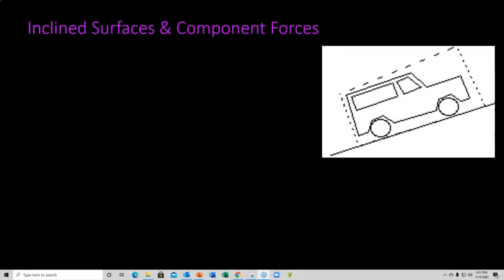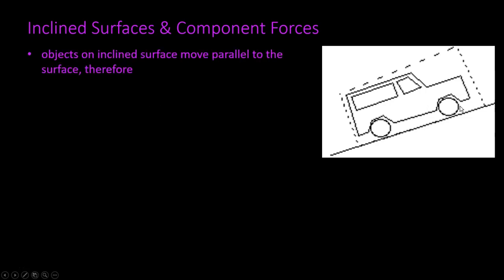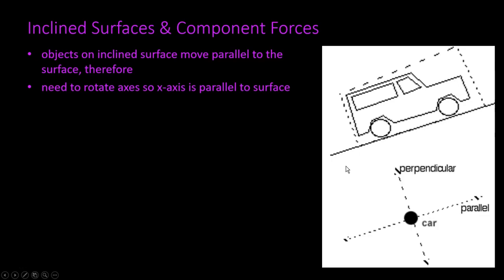Finally, let's take a look at how we handle objects that are on inclined surfaces and the role component forces play. Objects on inclined surfaces are going to move parallel to the surface. Therefore, we need to rotate the x and y axes so that the x-axis is parallel to the inclined surface and the y-axis is perpendicular to it.